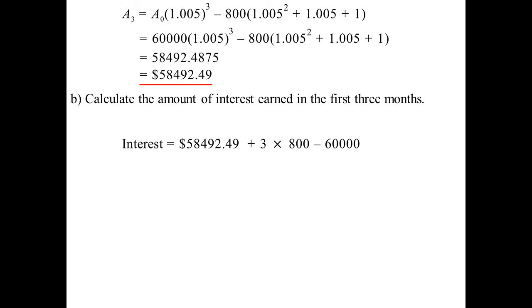Okay, so the interest will be, well, we know 58,492.49. That's what's left in the account. But there's 3 times 800. We've got those payments. Take away the 60,000. Right, so the first bit was the balance. The second bit's my withdrawals. But then take away the principal, because that's not part of the interest. We end up with 892.49.